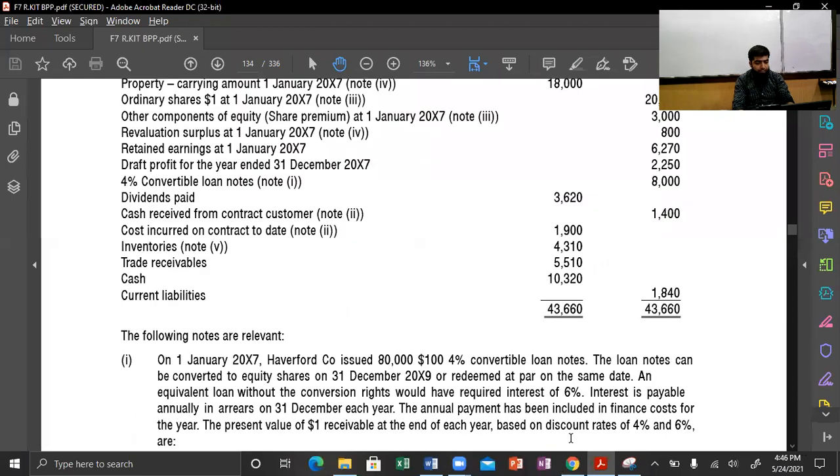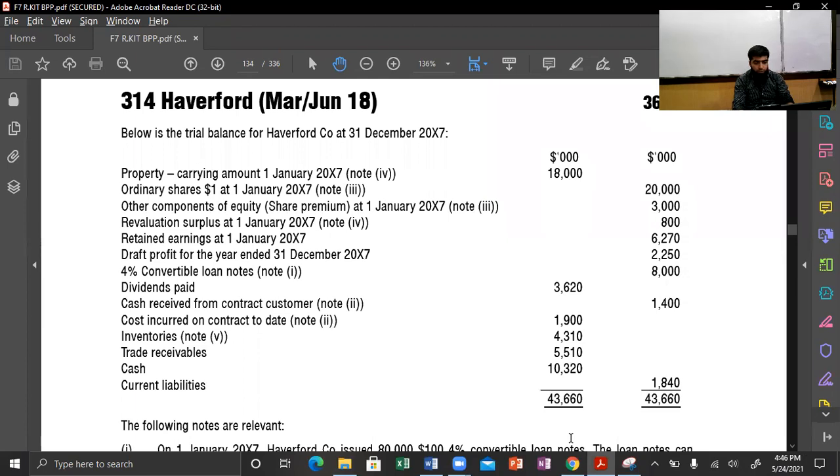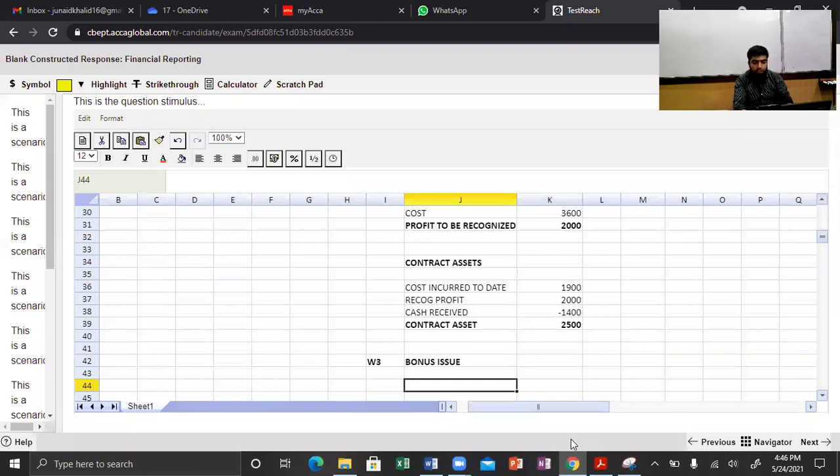Let's calculate the number of shares the company currently has. Ordinary share capital is 20,000, and the number of shares is 20,000 as well. So first of all, bonus shares to be issued.